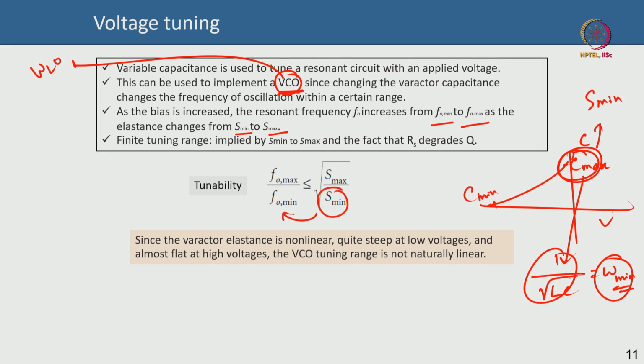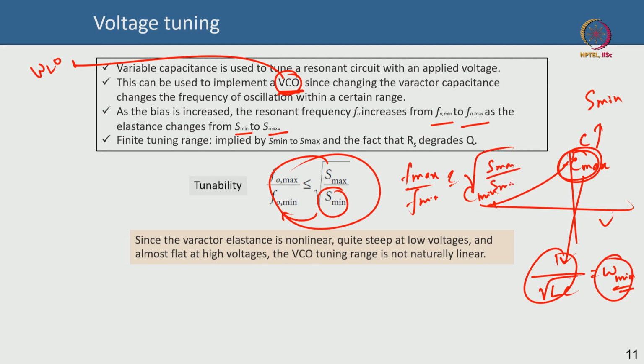So, if you go from the minimum elastance to the maximum elastance in that swing, you actually go from minimum frequency to the maximum frequency. This is the range of frequency you are tuning, and so the tunability is typically expressed by this ratio: the maximum by the minimum frequency of tuning is given by the square root of the maximum elastance by the minimum elastance.